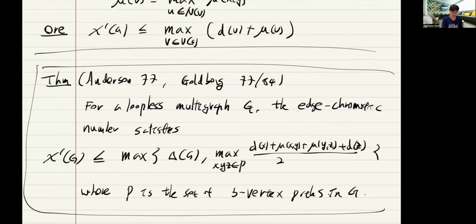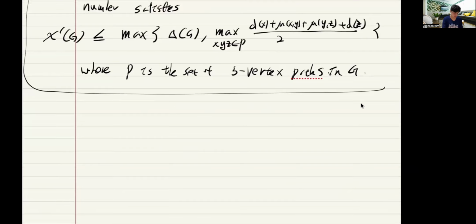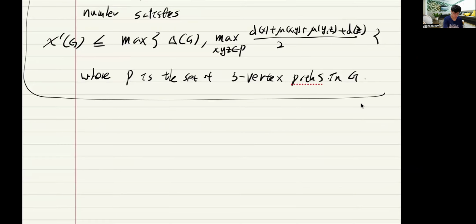Okay, we are not going to prove this theorem, I just introduced it to you. And we will prove the Vizing theorem, which says that for a graph G, its edge chromatic number is at most maximum degree plus 1. So we will prove this in the next video.